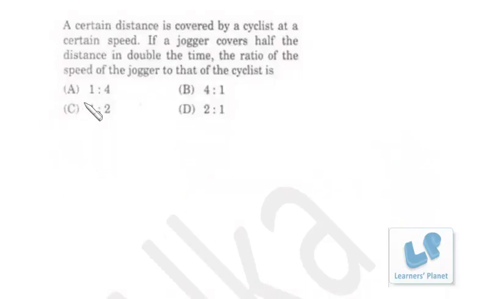Now, if a certain distance is covered by a cyclist at a certain speed, and a jogger covers half the distance in double the time, find the ratio of the speed of the jogger to that of the cyclist. Now, speed is equal to distance by time, right? In case of this jogger, he is covering half the distance, so the distance is d by 2 and he is taking double the time, right?